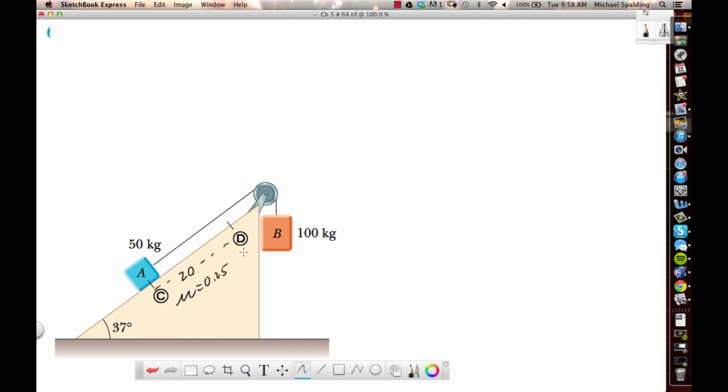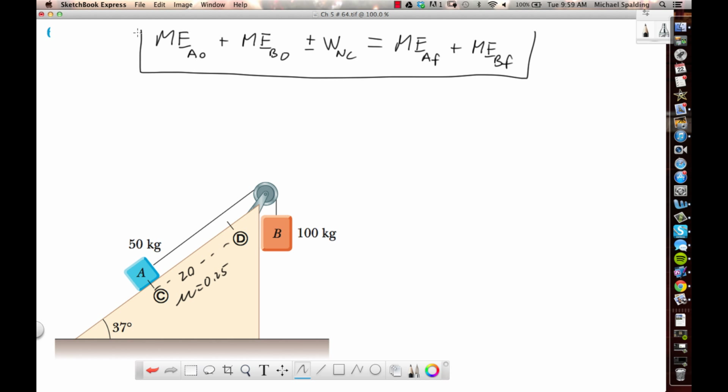Okay, mechanical energy of object A initial plus mechanical energy of object B initial plus or minus work non-conservative is going to equal mechanical energy of object A final plus mechanical energy of object B final. It's exactly what we've been doing, only we have 2 objects here, right? There's 2 objects instead of 1. Okay? Do we have any non-conservative forces? Yeah.